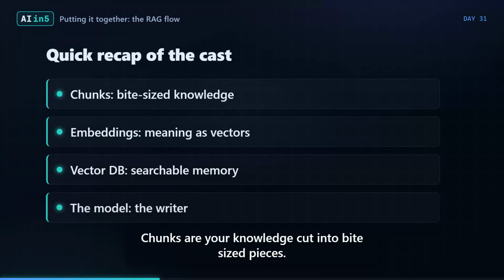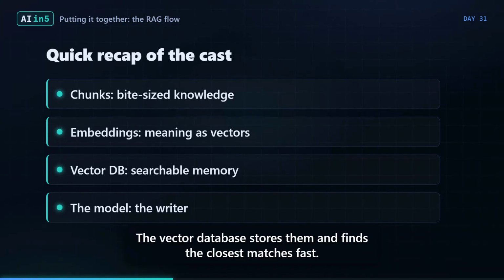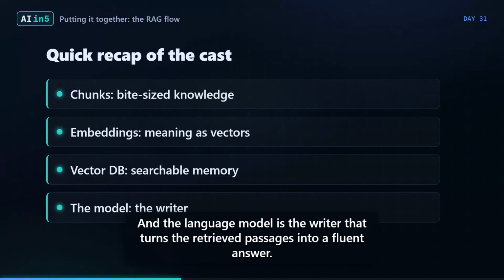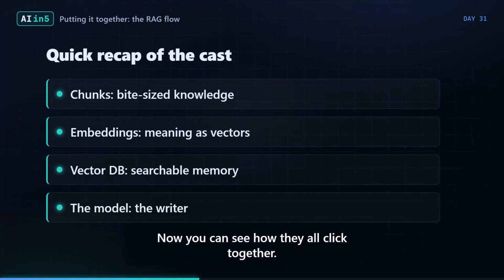Chunks are your knowledge cut into bite-sized pieces. Embeddings turn each chunk into a vector of meaning. The vector database stores them and finds the closest matches fast. And the language model is the writer that turns the retrieved passages into a fluent answer. Each played a small role in the build-up. Now you can see how they all click together.